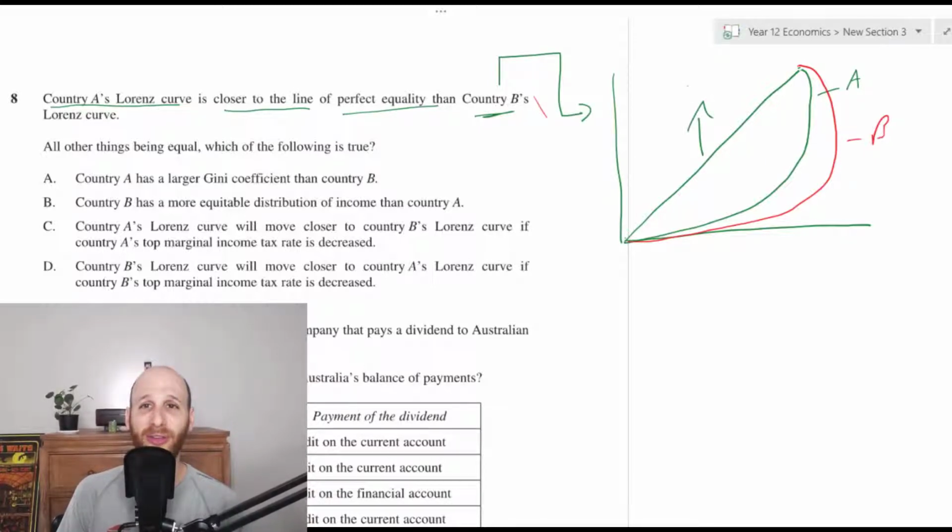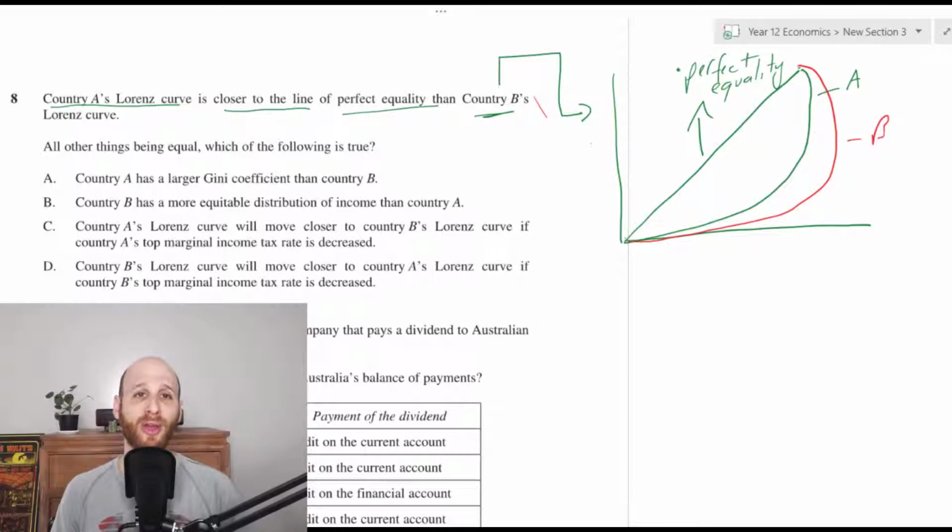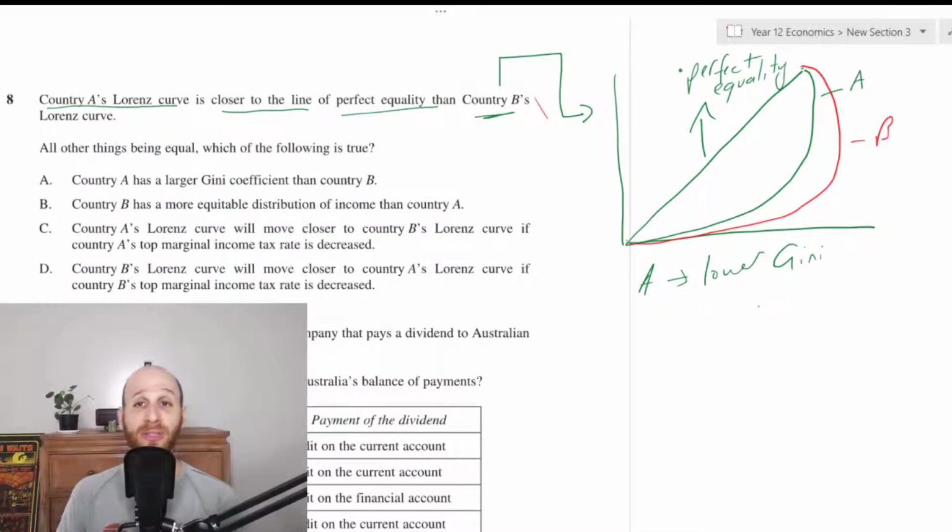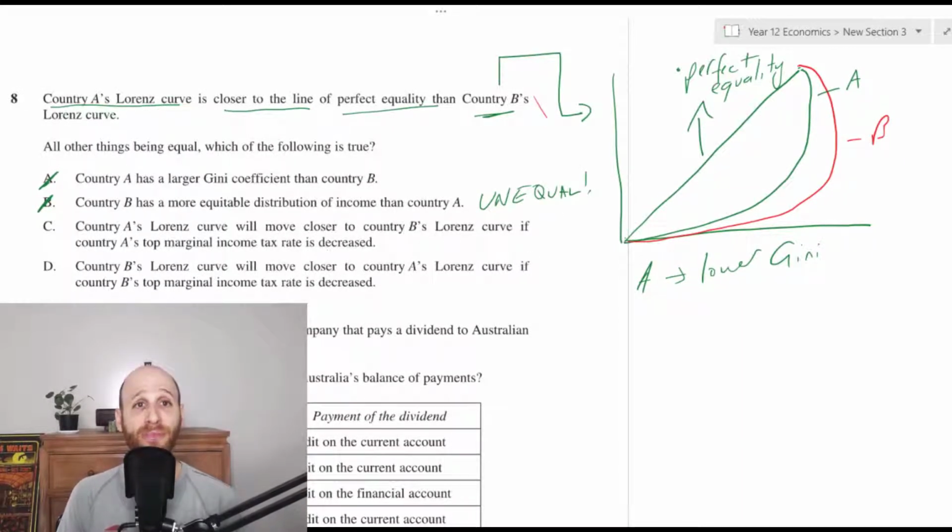And I might say, okay, that's the line of perfect equality. So then I can think about a couple of things, right? Country A would have a lower Gini coefficient. It would be closer to 0 because it's more equal. So here we go. Country A has a larger Gini coefficient. No, it has a smaller one, more equal, closer to 0. Country B has a more equitable distribution of income. No, it's further away from the line of perfect equality, so it actually has a more unequal distribution. So now we've already knocked off 2.